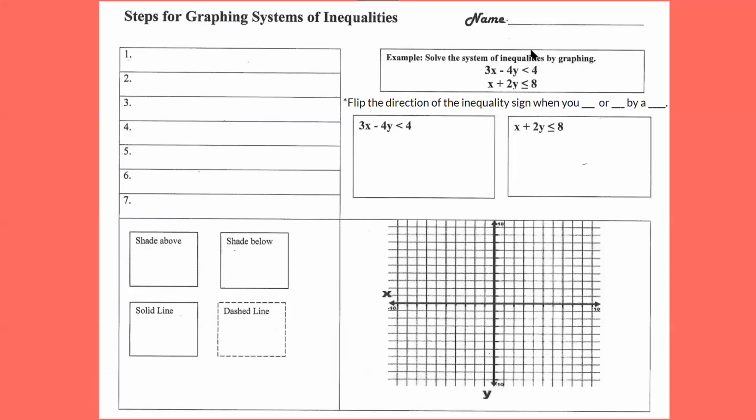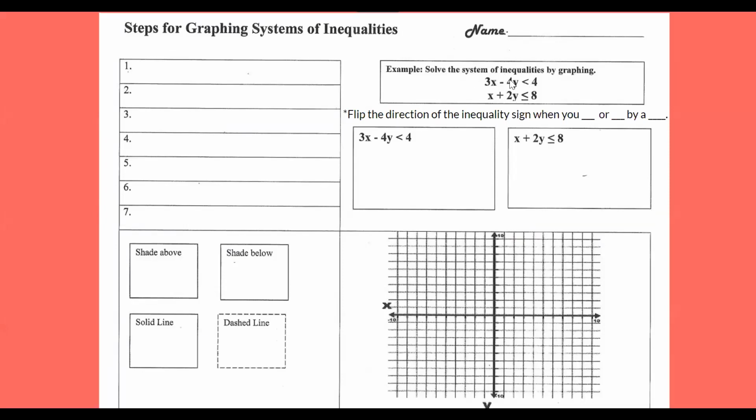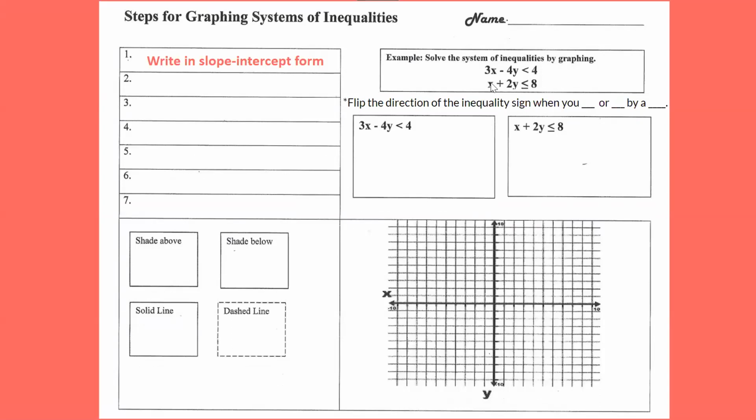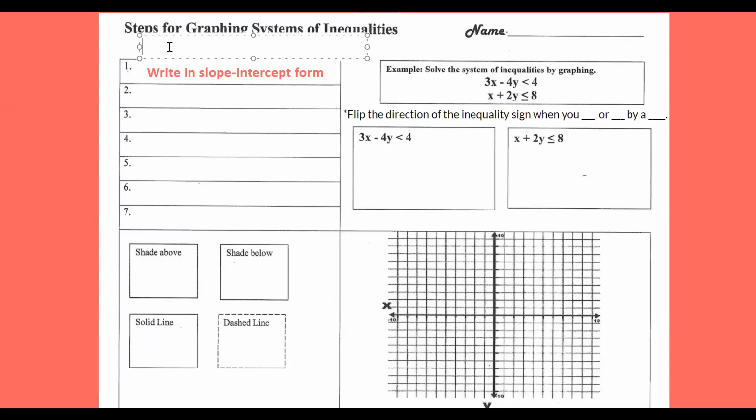When we're graphing a system, there's a few steps that we need to follow. If we look at our example right here, it says solve the system by graphing 3x minus 4y is less than 4, and x plus 2y is less than or equal to 8. We can't graph this as is. We don't know where to start. So we need to rewrite these in slope-intercept form. If you don't remember, slope-intercept form is our y equals mx plus b form.